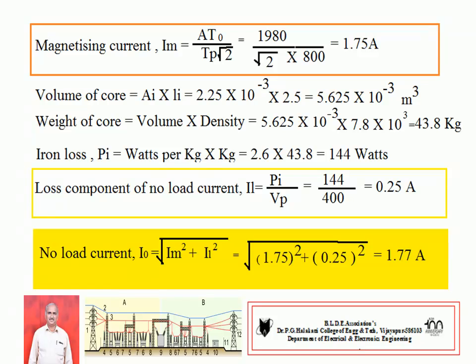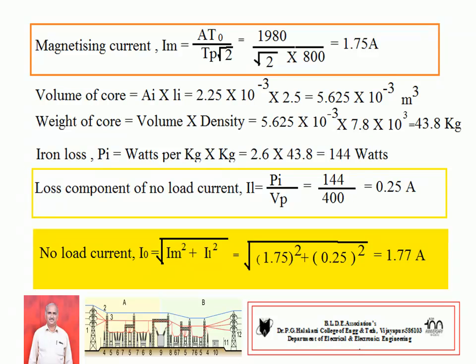The iron loss is also given. It is watts per kg. Hence you multiply watts per kg into kg. Kg is going to cancel, remaining is watts. That is around 144 watts. So by knowing the iron loss and by knowing the Vp, it is easy to calculate loss component. Loss component of no load current, IL equal to 0.25 ampere.